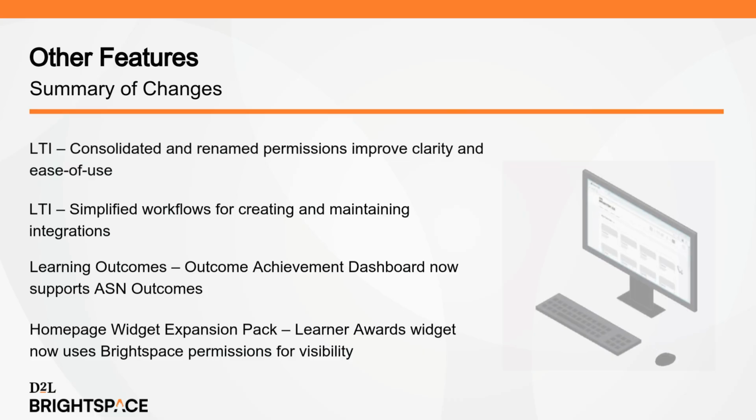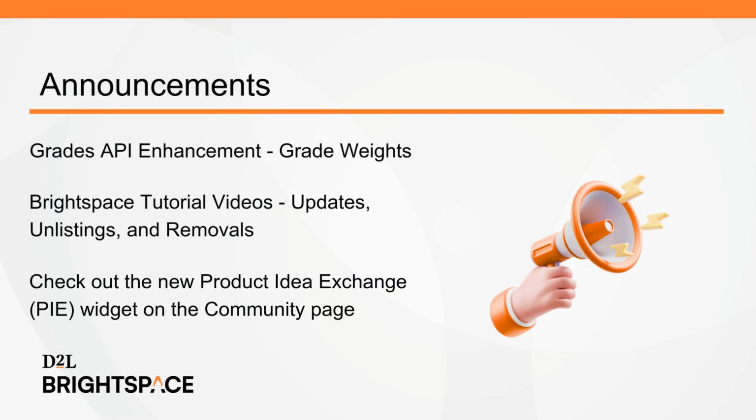When using the Outcome Achievement Dashboard, ASN outcomes aligned to accessible activities and assessed now appear, providing a more complete and accurate view of outcome achievement for all outcome types, including ASN-defined outcomes. In the Learner Awards widget, hidden awards are now properly hidden for all users in the Available Awards tab, aligning with the Awards tool, ensuring consistent visibility based on Brightspace permissions.